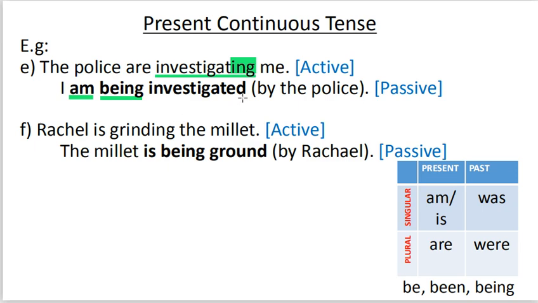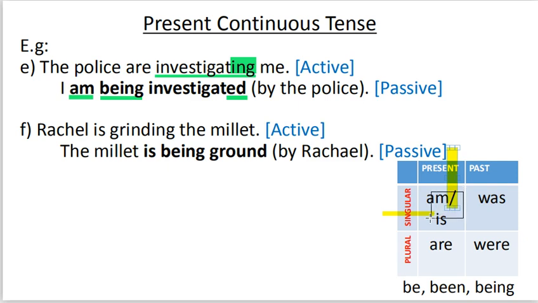Note that although we have investigated, in this sentence it is the past participle, not the past tense. What makes it look like this is the fact that investigate is a regular verb. There is no difference between the past tense and the past participle. They all have ed. So in this kind of sentence, investigated is in the past participle. I am being investigated by the police.